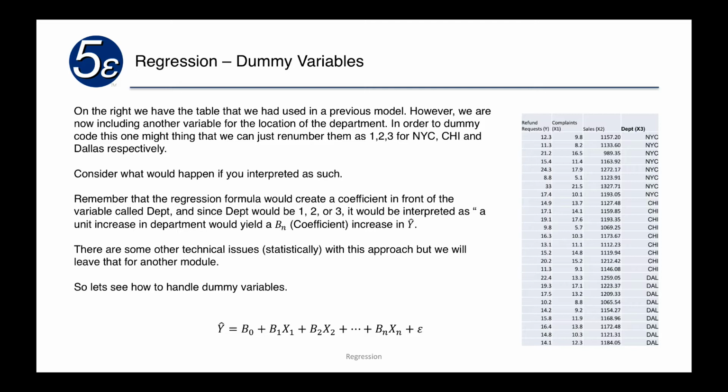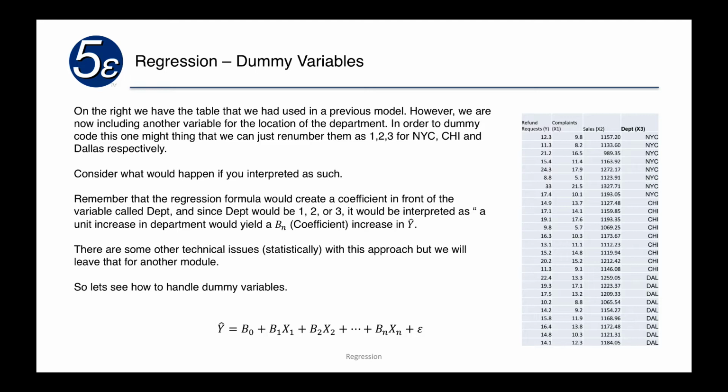But consider what would happen if you interpret it as such. Remember that the regression formula creates a coefficient in front of the variable. In this case, it would have been department. Since department would be 1, 2, or 3, it's interpreted as a unit increase in department would yield some beta coefficient increase in Y. And so we would be saying that there's a ranking order to New York and Chicago and Dallas, that if you increase from one to the other, that you end up with an increase in Y or a decrease in Y. And that's not really what we want to say. We want to know what the difference is between each one of the 3 cities.